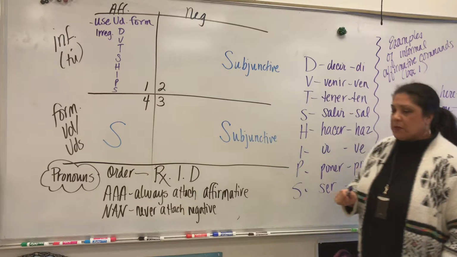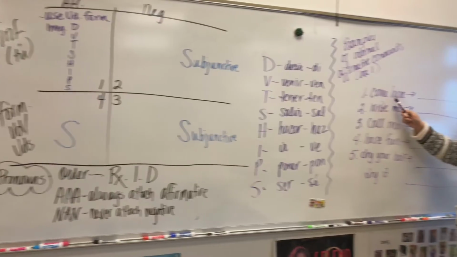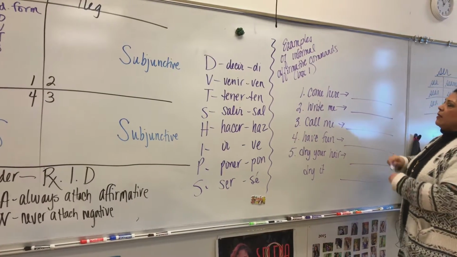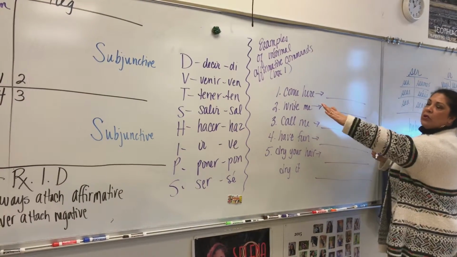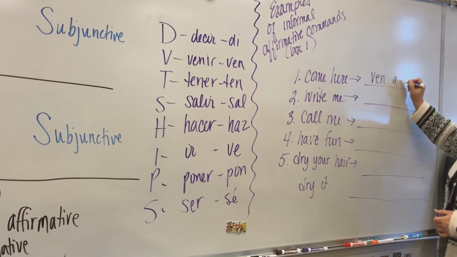Let's take some examples. Over here, if I said to a friend, come here, then again, the verb to come is venir. Ooh, hold on. That's irregular. So I would say, ven aquí.